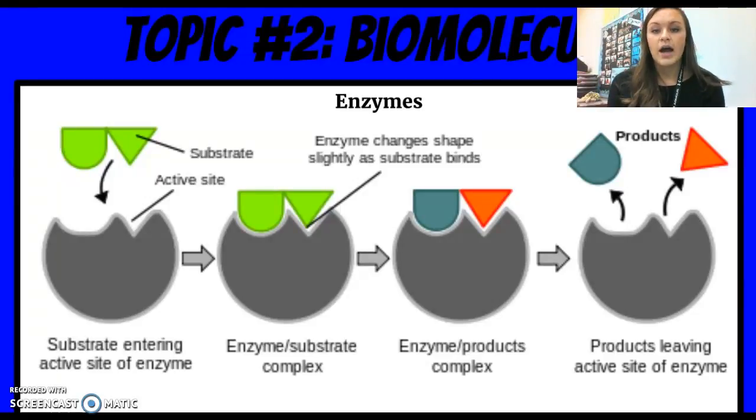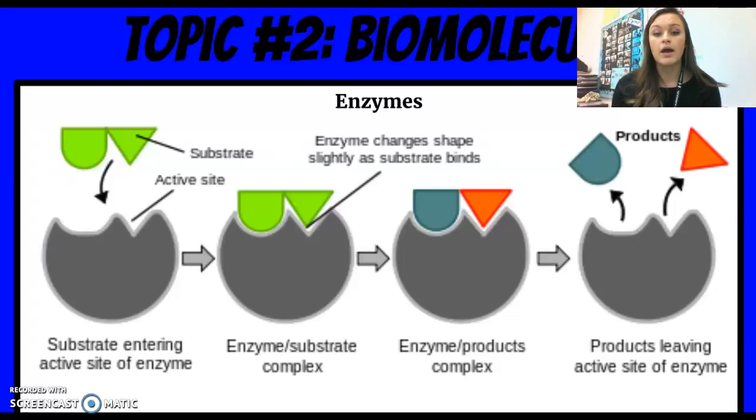All right, we talked about enzymes a little bit. Enzymes are a biological catalyst, something that speeds up a chemical reaction by lowering the activation energy. We have an enzyme, and a substrate hooks to that enzyme at the active site. The enzyme changes just a little bit and goes through a chemical reaction and breaks apart that substrate into two products, or it takes two substrates and combines them into one product.